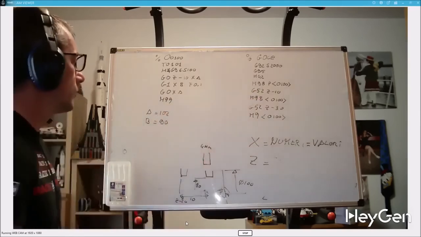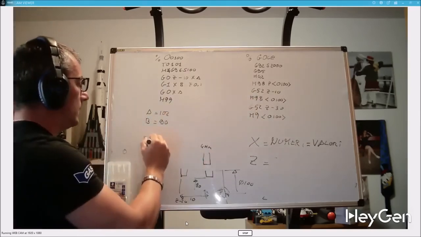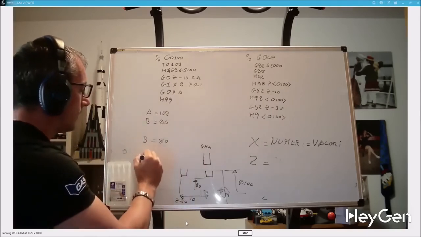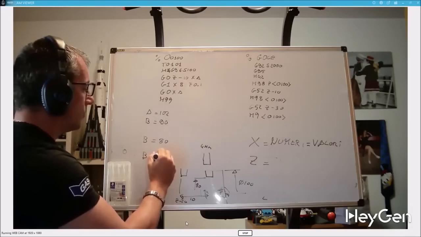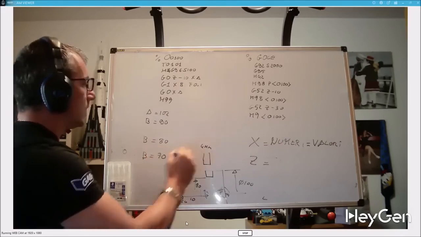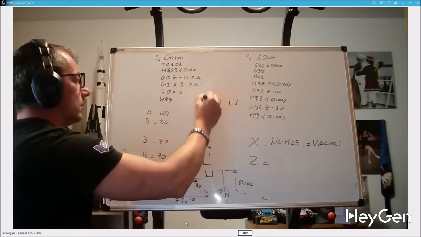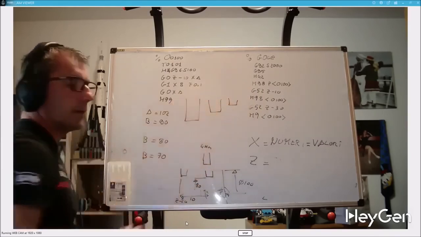When we call the second subprogram, we could tell it that now B is 80. When we call the third subprogram, we could tell it that now B is 70. So we'll have a groove like this, a groove like this, and a groove like this.